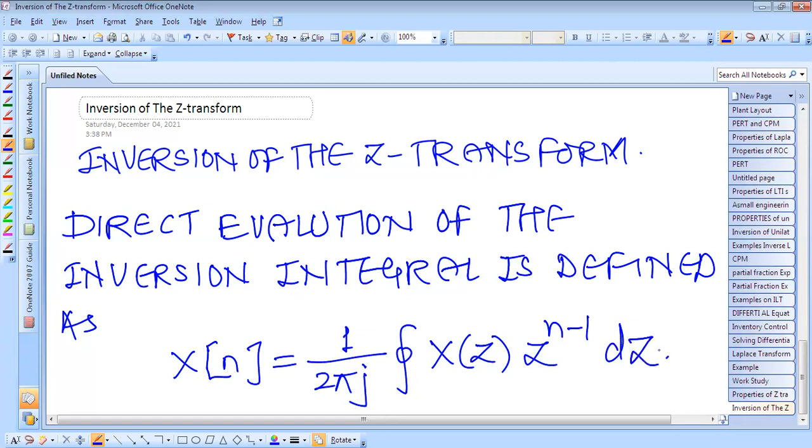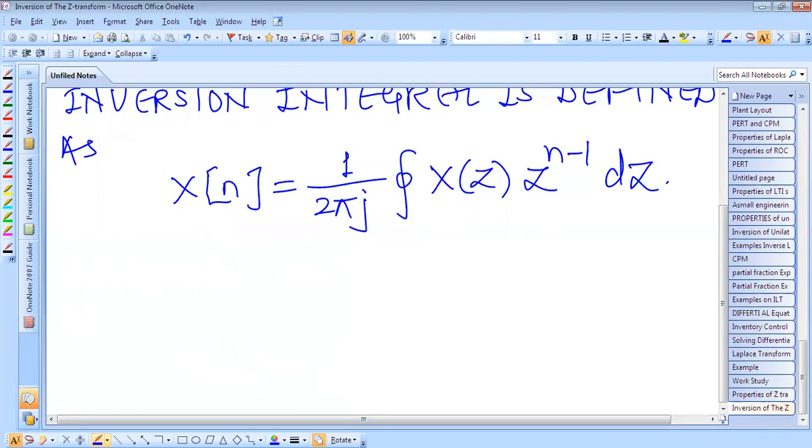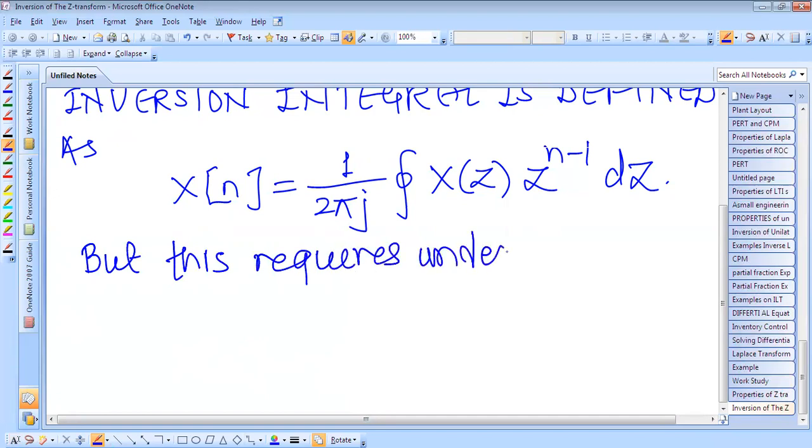So this is one way to find the inverse Z transform, that is a direct evaluation of the inversion integral. Okay, but this requires understanding of complex variable theory.